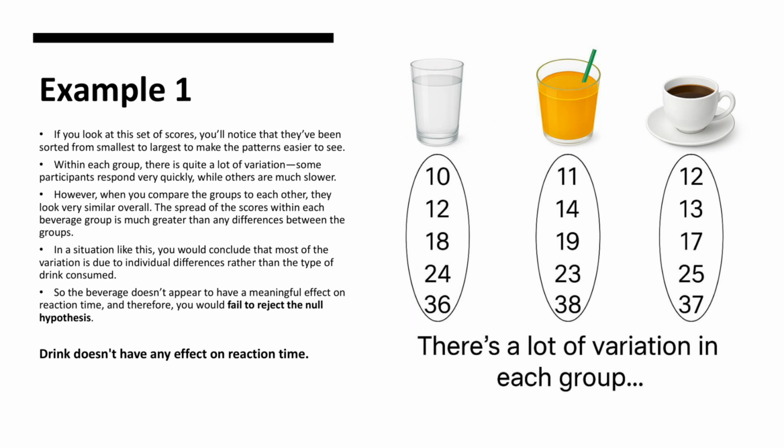The scores are sorted from smallest to largest so that patterns are easier to see. Within each beverage group, reaction times vary widely. Some participants respond very quickly, while others are much slower. When we compare the groups to each other, however, the groups look very similar overall. In this example, the variation within each group is much greater than the variation between the groups. This tells us that most of the variation is due to individual differences, not the beverage consumed. Therefore, we failed to reject the null hypothesis. Conclusion: the beverage does not have a meaningful effect on reaction time.